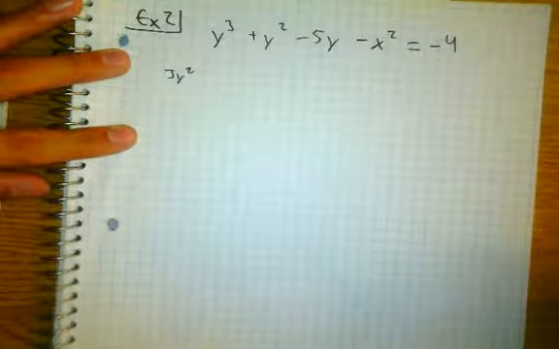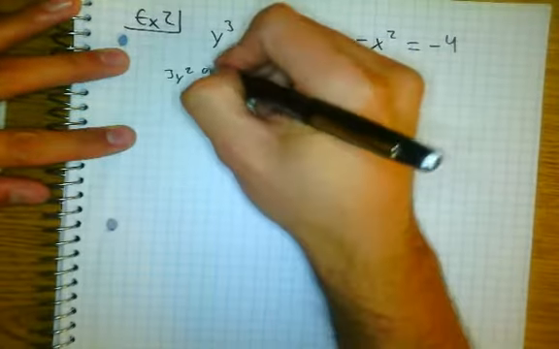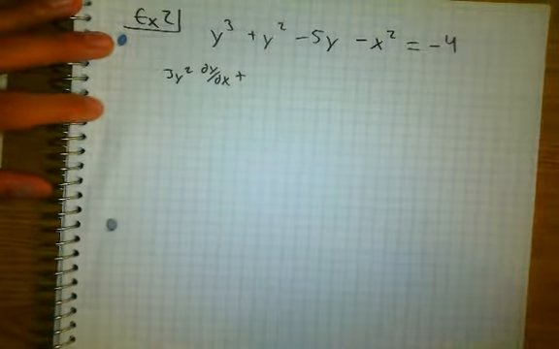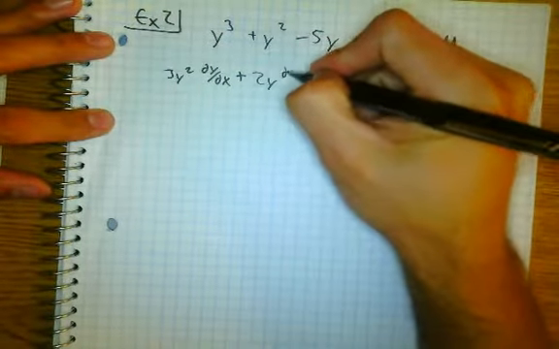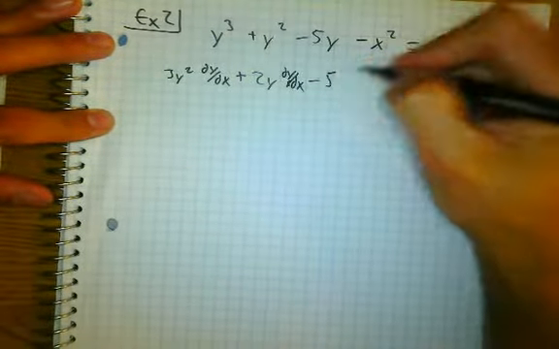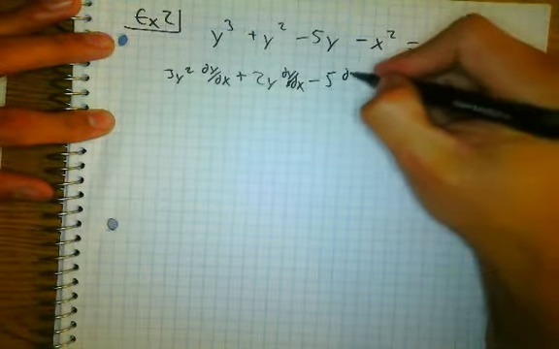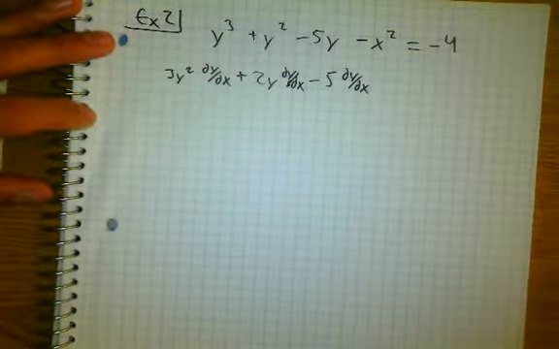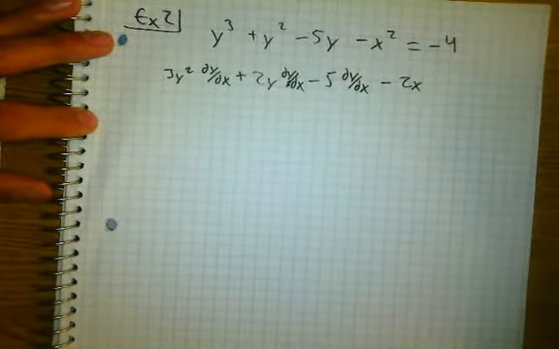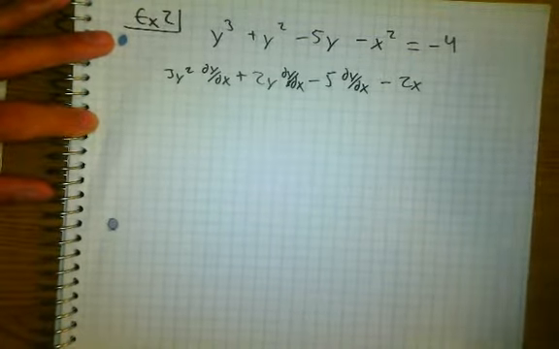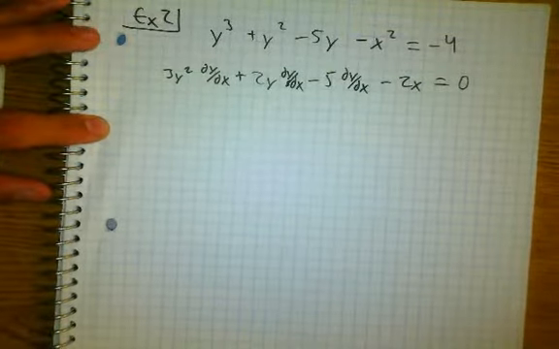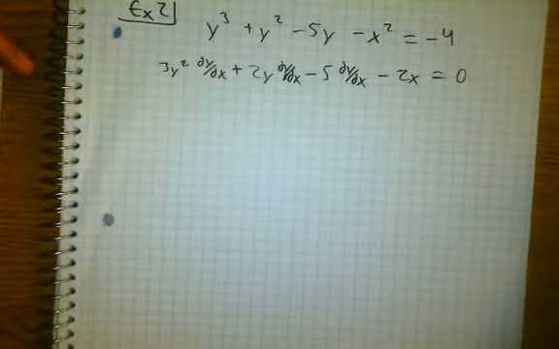3y squared. 3y squared what? dy dx. Do not forget your dy over dx. Plus, what's the derivative of y squared? 2y times dy over dx. Minus 5 dy dx. Again, you're dealing with y. Cool? Minus what? Does that need to have a dy dx? No, that's already with respect to x, right? Is equal to what? 0. Cool?